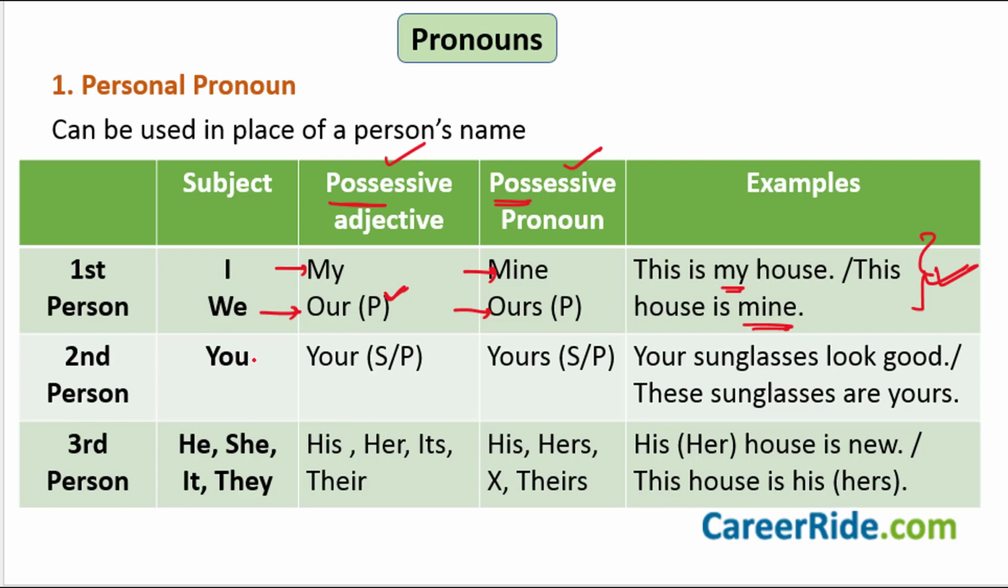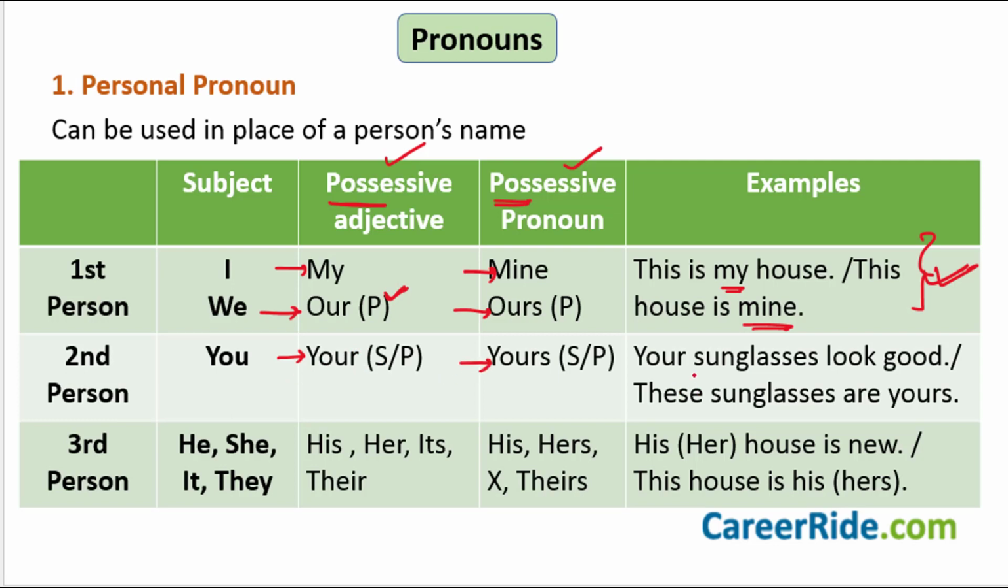So for second person, the subject is you. Now we know it very clearly, and when we try to form the possessive adjective, it becomes your, which works both in singular and plural form. Don't worry, you learn with the help of examples. Just keep following what I'm saying. Okay, the possessive pronoun here becomes yours.